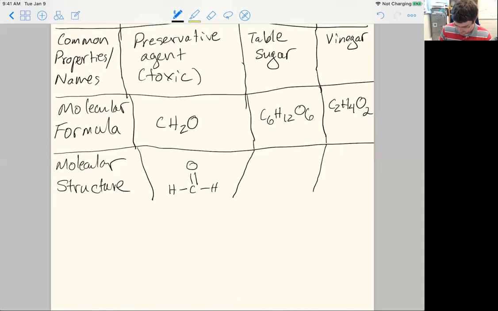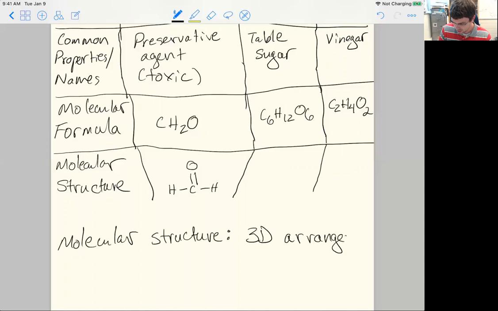Before we get to these, though, let's define molecular structure briefly. A molecular structure is the 3-dimensional arrangement of atoms. And remember, when I say atoms, we could think about that being synonymous with elements on our periodic table. So our atoms, or our singular elements, comprise the molecule. So the 3D arrangement of these atoms in a molecule.